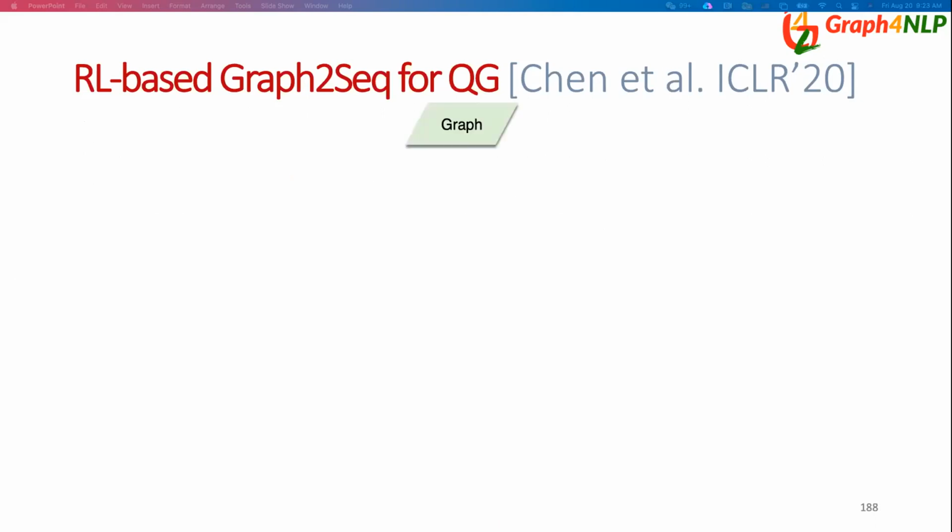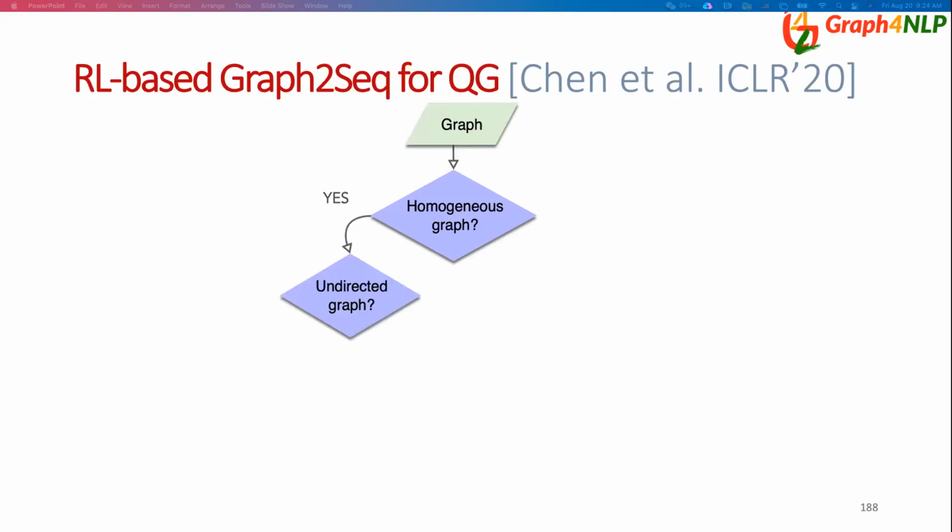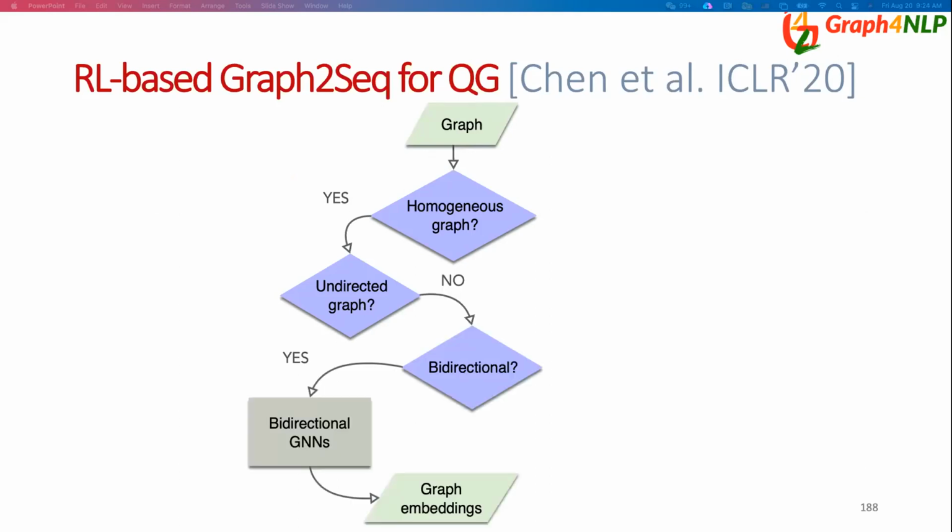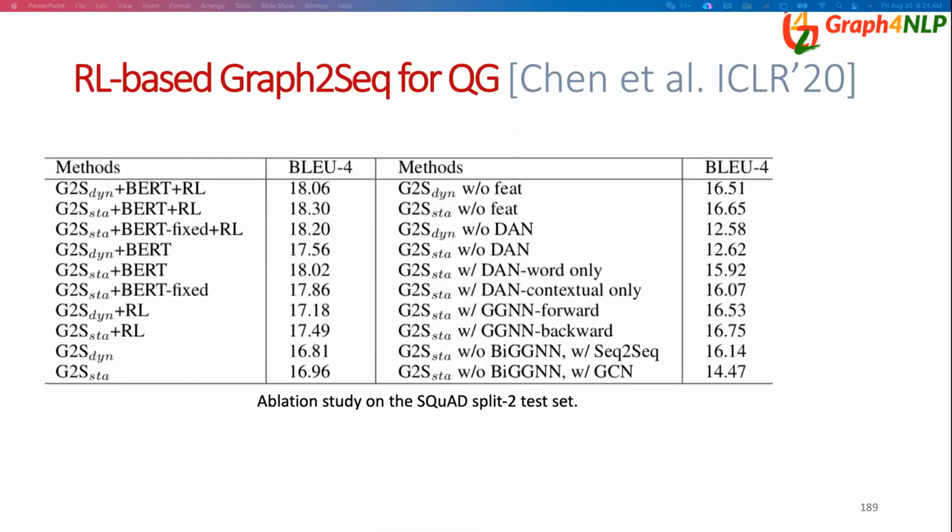Because the constructed graph is a directed graph and the experimental results. Sorry? Oh, we can hear you now. Okay.